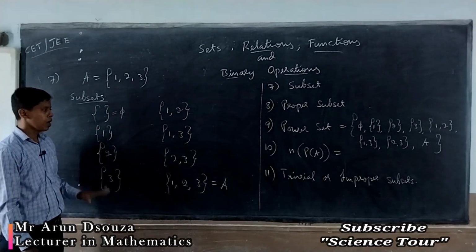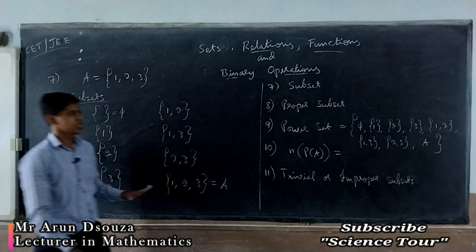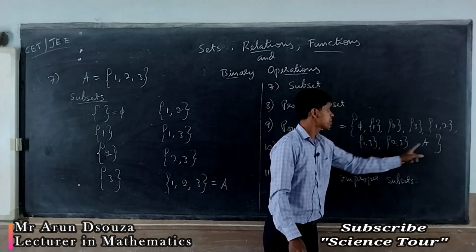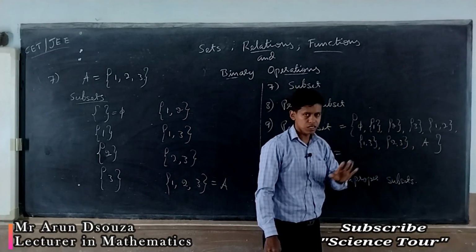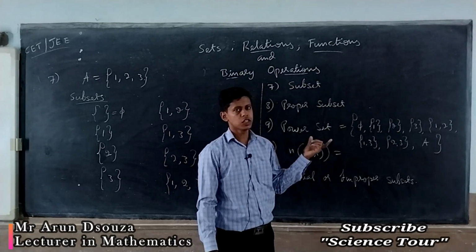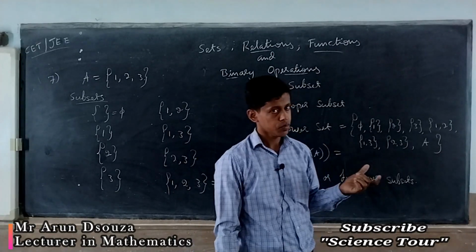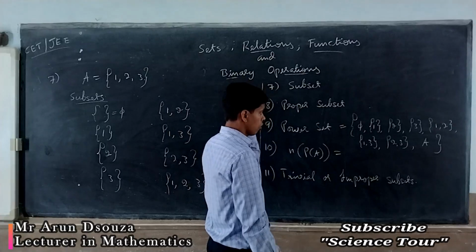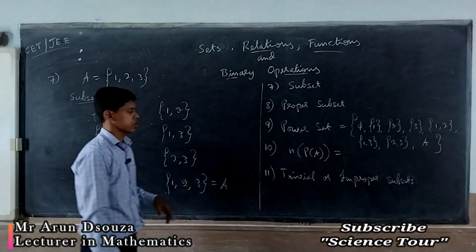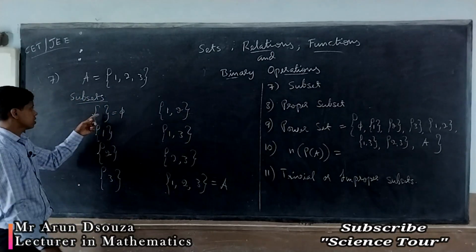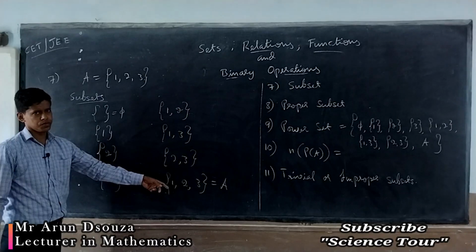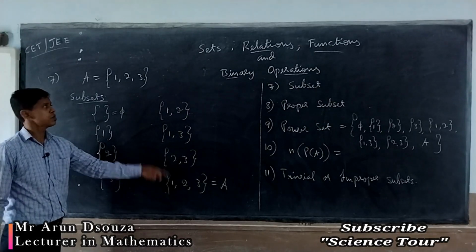All right. Now the set of all subsets is called a power set. So understand the definition. What is a power set? It is written as P of A, the set of all subsets. Now in that you have some trivial subsets, improper subsets. See, this is not a proper subset. This is an improper subset because it is equal.